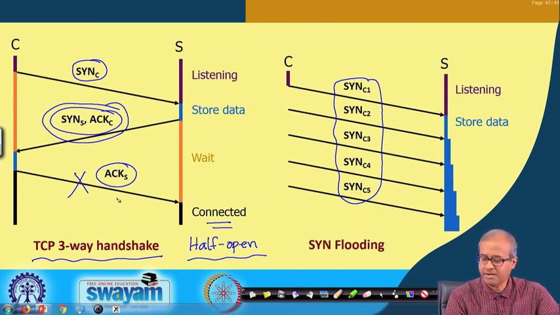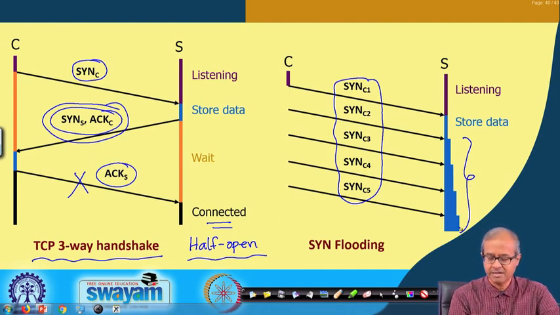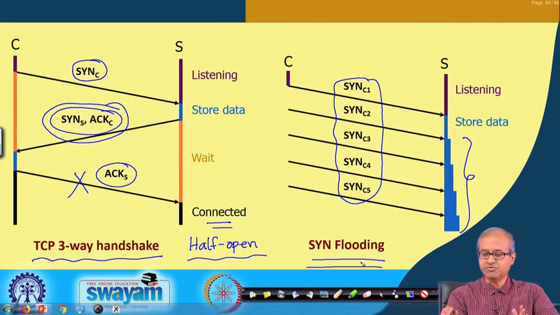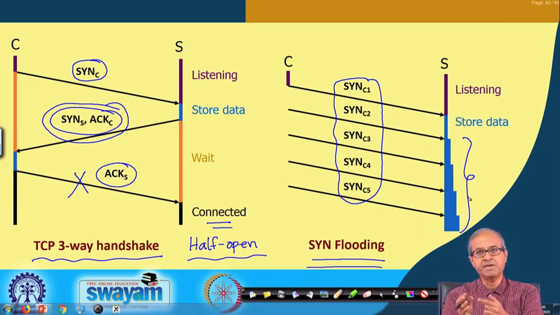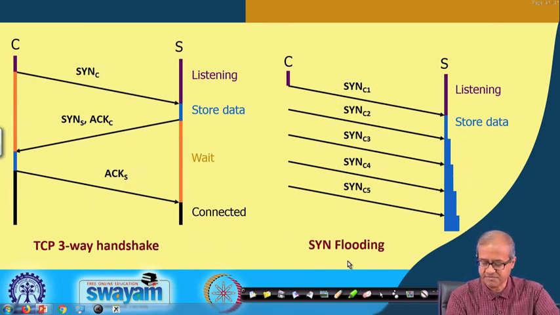So, what will happen? The buffers will get accumulated, this half open connection information will get accumulated, and this is what is referred to as SYN flooding. There will be a situation where the server will not be able to accept any further connection because the buffer is full, and if any legitimate connection is also coming, it will also get rejected. Okay. This is denial of service.